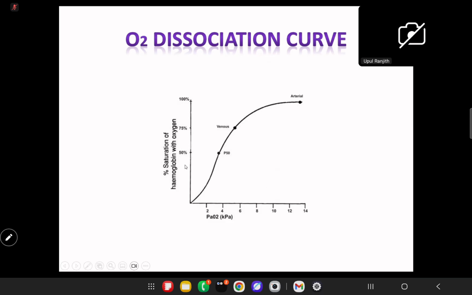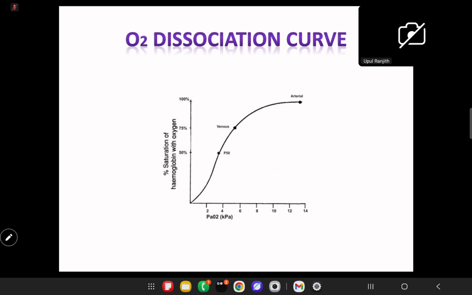And then the other important point in the oxygen dissociation curve is the P50. You should be able to define P50. You draw a line from 50% saturation until that line crosses the curve. From there you draw a vertical line until it meets the x-axis. That value is called P50. Normally it is 26.7, somewhere around that region.